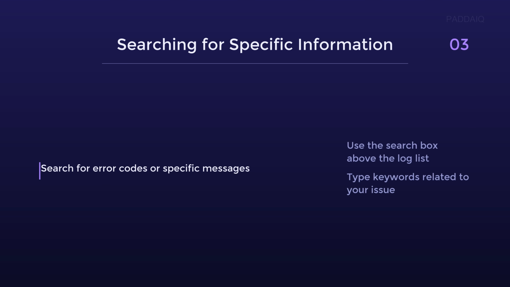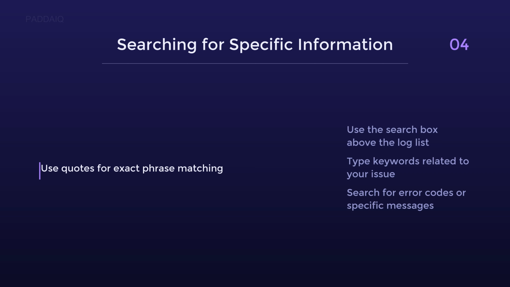Search for error codes or specific messages. This means using precise keywords to locate exact errors or notifications in logs or documentation. For instance, if an integration fails, search for HTTP 500 to quickly find related incidents. Mastering this targeted approach saves significant troubleshooting time.